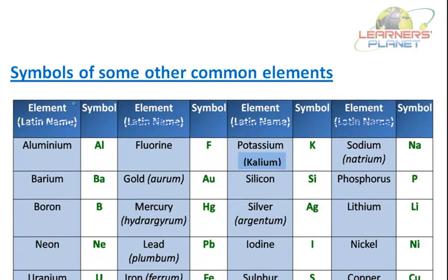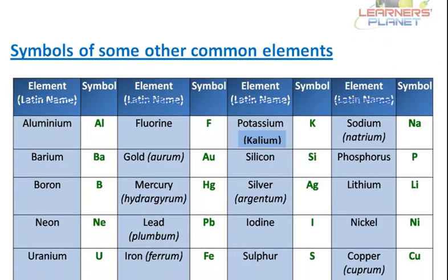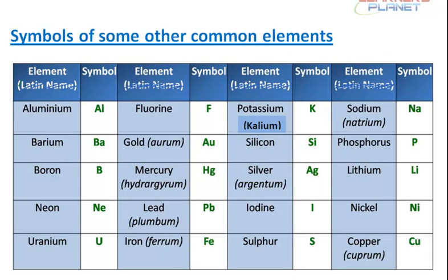Right? So these are the symbolic representation of a few elements. Now let's see, students, this is again a table given over here. Here not all the names are Latin names. Latin names are given in the brackets. Now the elements, say aluminium. These are all English names, and the one which is given in the bracket is the Latin name.